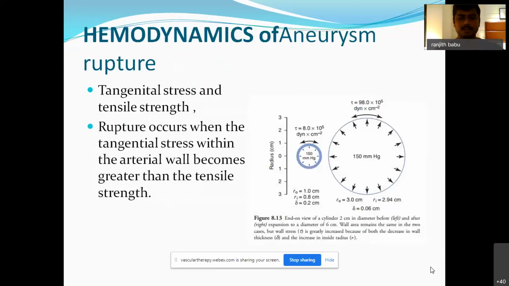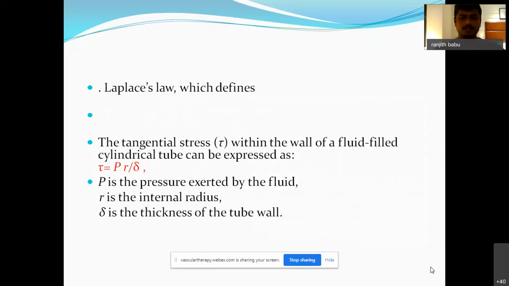Finally, I am going to explain the hemodynamic basis of aneurysm rupture. The aneurysm rupture may mainly be explained by the tangential stress and the tensile strength. The rupture occurs when the tangential stress within the arterial wall becomes greater than the tensile strength. The tangential stress is measured by the Laplace law. The Laplace law defines that the tangential stress is directly proportional to the pressure and the inner radius of the vessel wall and inversely proportional to the thickness of the wall.